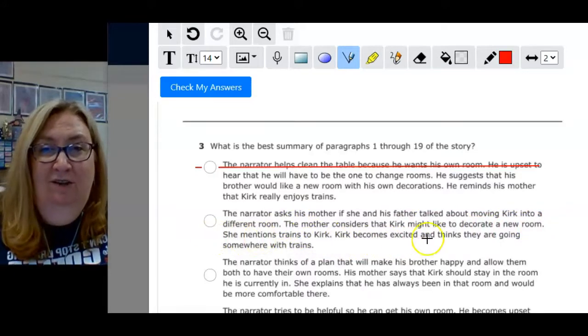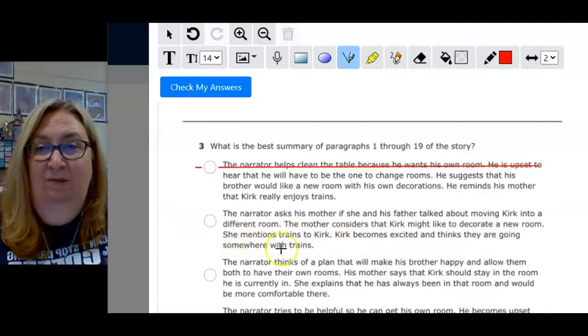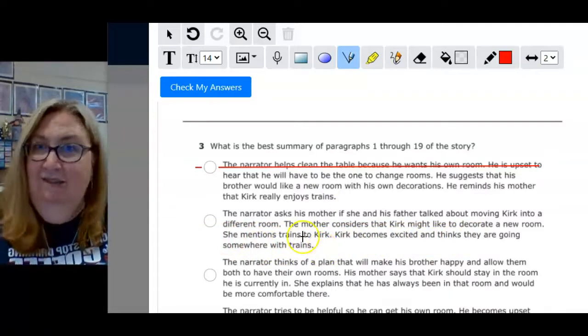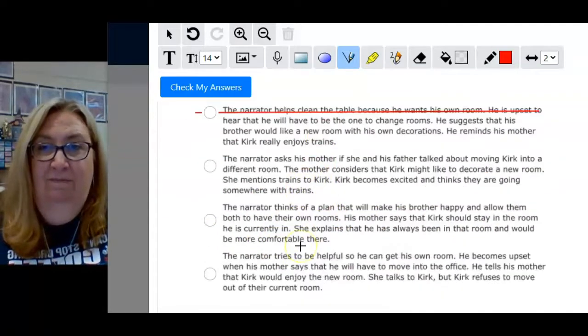She mentions trains to Kirk. Kirk becomes excited and thinks they are going somewhere with trains. Again, this stops way too soon, doesn't it? Let's keep going. I don't think this is it either.